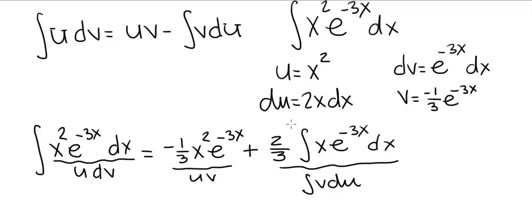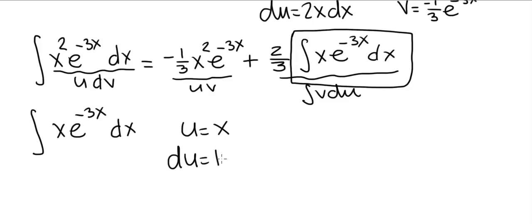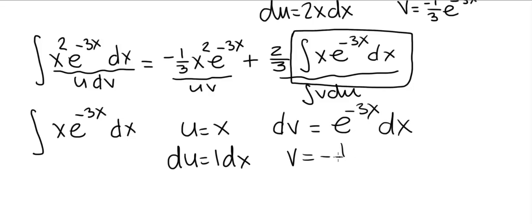Now I'm going to use integration by parts again, but only on the integral without the 2/3. We'll come back and multiply the answer by 2/3 as a last step. So here is the integral of x e to the negative 3x. We'll use integration by parts one more time. U is going to be x, du will be 1 dx. Dv once again is going to be e to the negative 3x dx, and so v will be minus 1/3 e to the negative 3x once again.